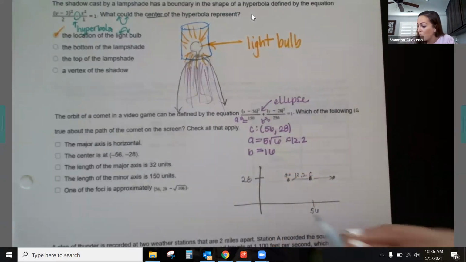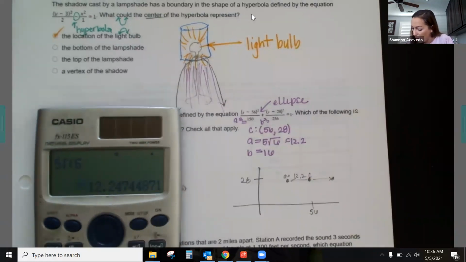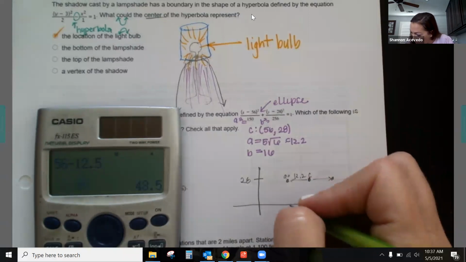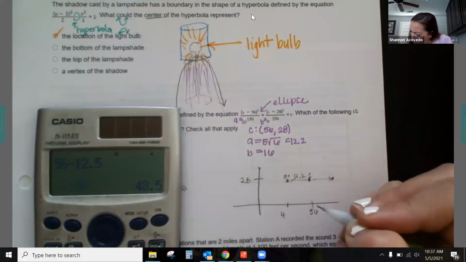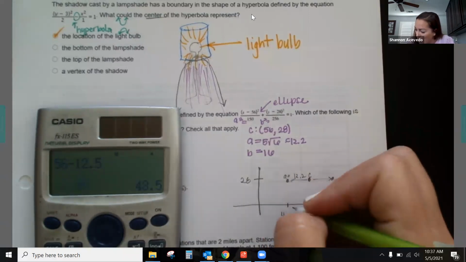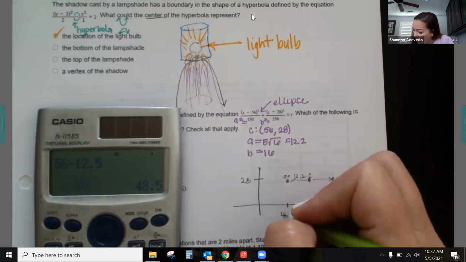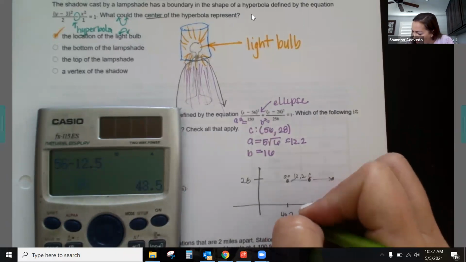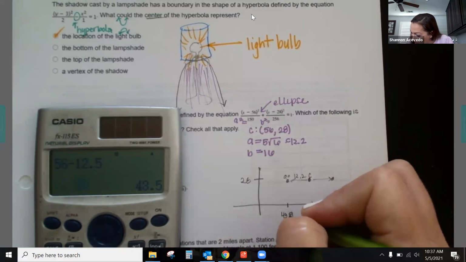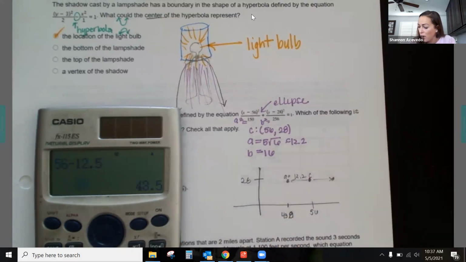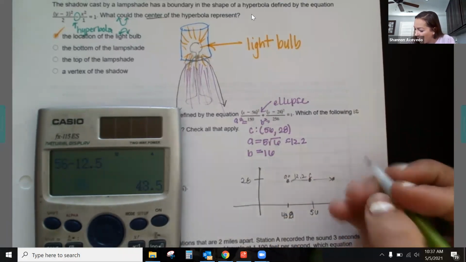So if I'm here at 56, I'm going to go 56 minus 12.2. So I'm going to be here then at 43.8. That should be 12.2, so it's going to be 43.7 or 8 instead of 2. I didn't type it in right, but you guys can hopefully figure that out.